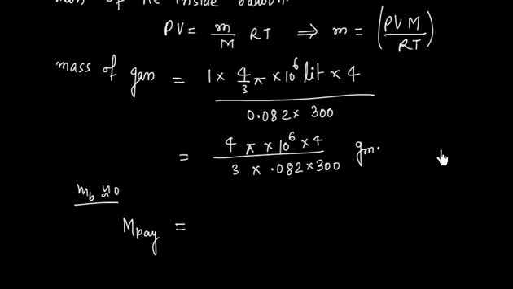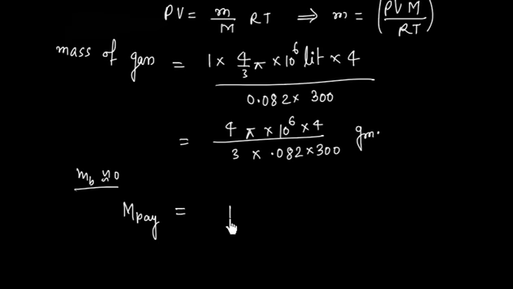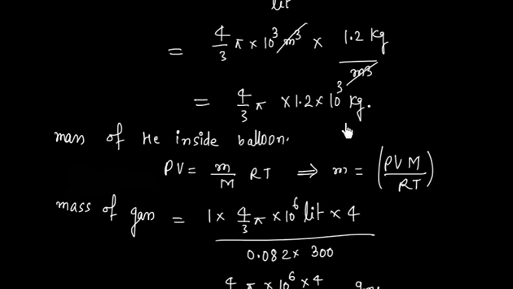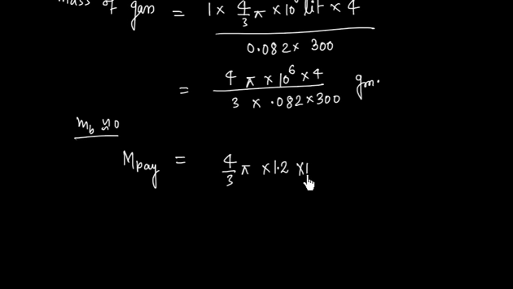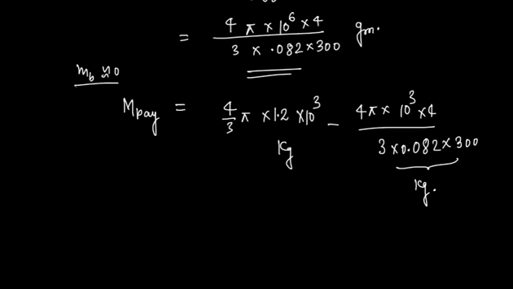So mass of air we have this number, 4/3 pi into 1.2 into 10 to the power 3 kg. This is in kg, minus mass of gas, and this is in grams, so we have to convert this into kg: 4 pi 10 to the power 3 into 4, divided by 3 into 0.082 into 300. So this is also now in kg. We have to do this calculation, so let us use the calculator.